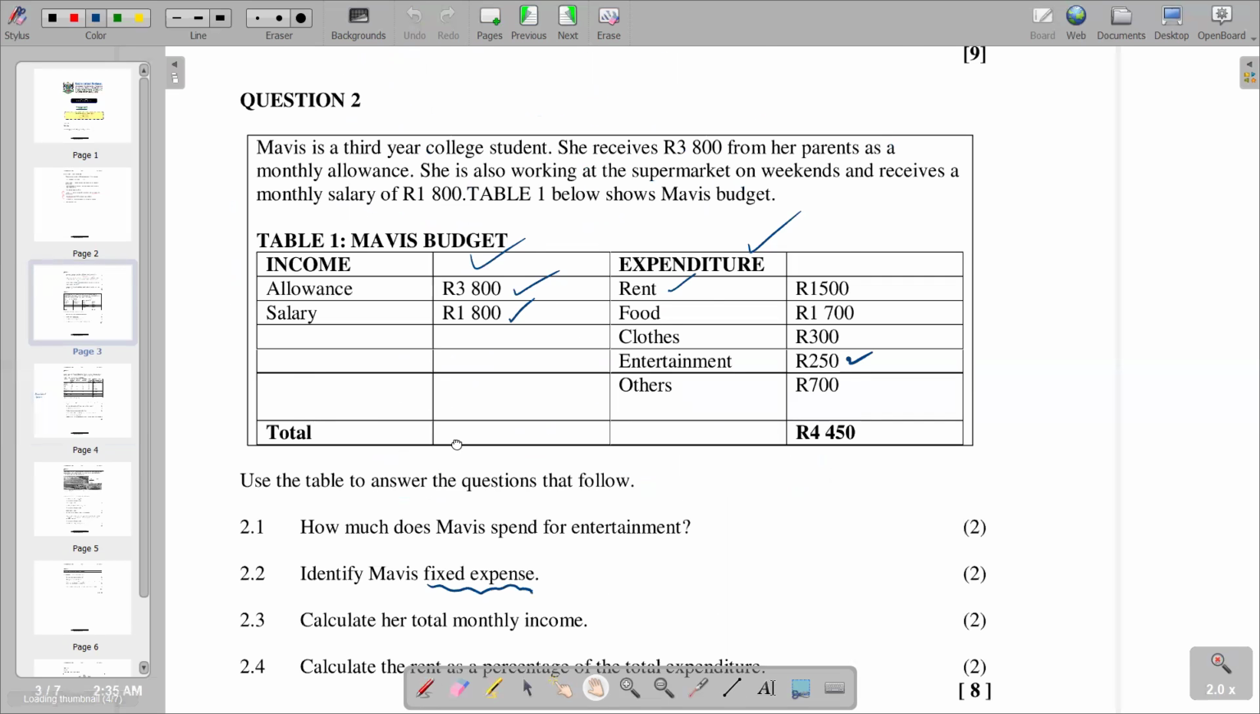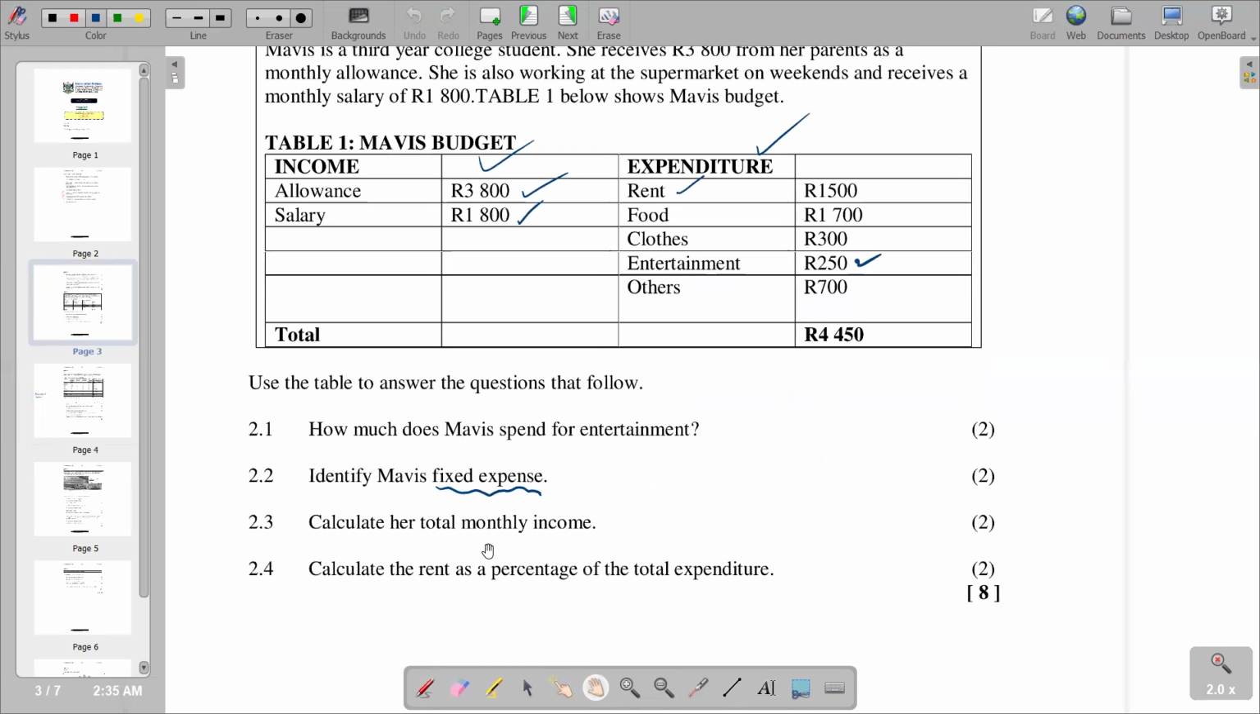We move on to the next part of our question, which says calculate the rent as a percentage of the total expenditure. We've got rent, which is indicated as 1,500. In total expenditure, we have 4,450. So we're going to say 1,500 divided by 4,450. And we are expressing it as a percentage, so it means we are multiplying by 100 over 1.